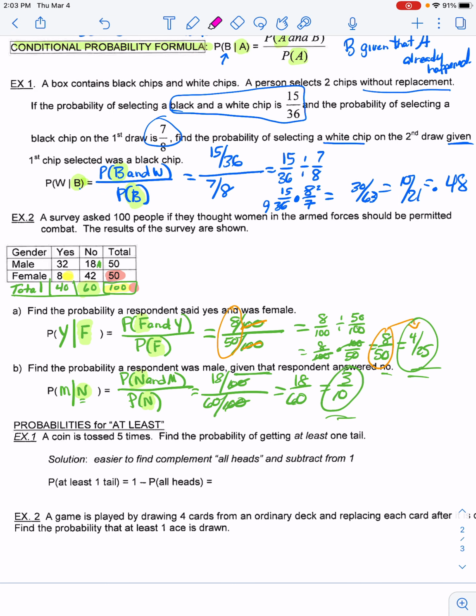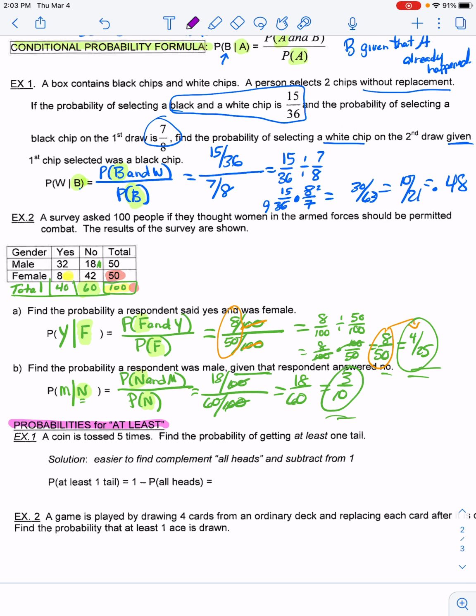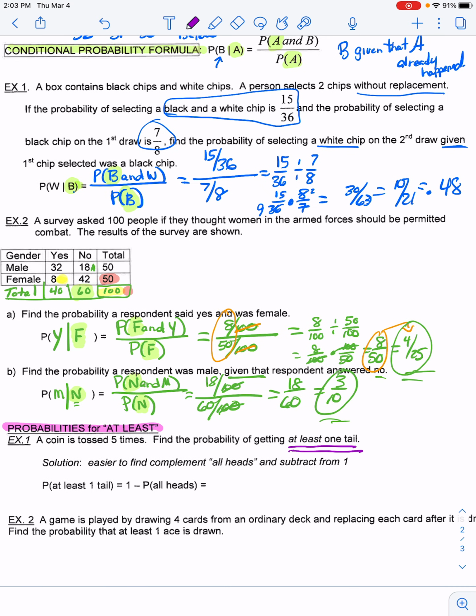So we have probabilities for at least. This one goes, a coin is tossed 5 times. Find the probability of getting at least one tail. So whenever it's probability of at least, we want to go in a little pattern like this. If it's at least, you're going to do 1 minus the probability of, I'll say, the opposite. So if I'm asking for one tail, I want to do 1 minus the probability of all being heads. So you feel like it's the opposite.